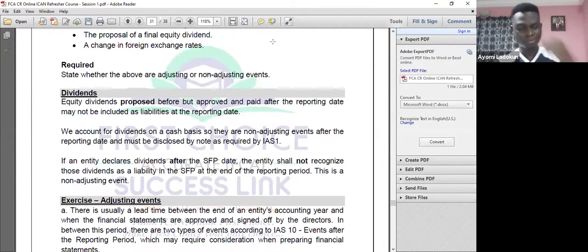Number one is difficulties in identifying whether an event is actually an adjusting event or a non-adjusting event. In practice, it's quite difficult sometimes when some transaction occurs after the year end and you don't really know whether it is an adjusting event or a non-adjusting event. In that case, the standard says take it as an adjusting event. Okay, so that's one of the problems with IAS 10. The second problem with IAS 10 is window dressing. If IAS 10 is not applied correctly, it can lead to window dressing.